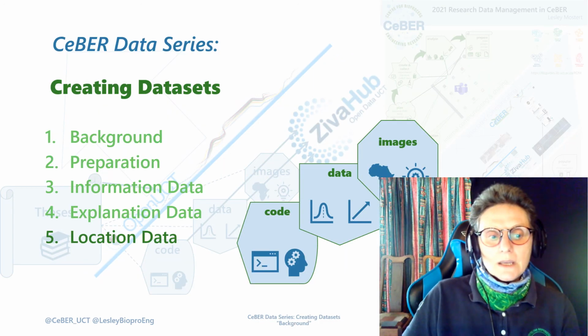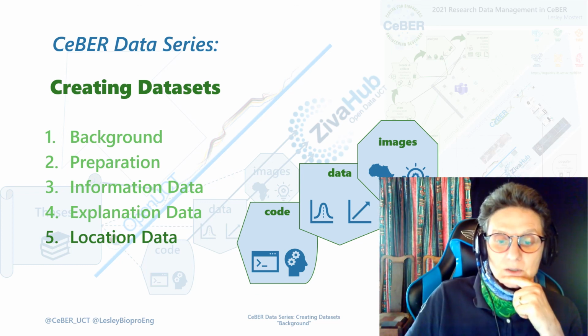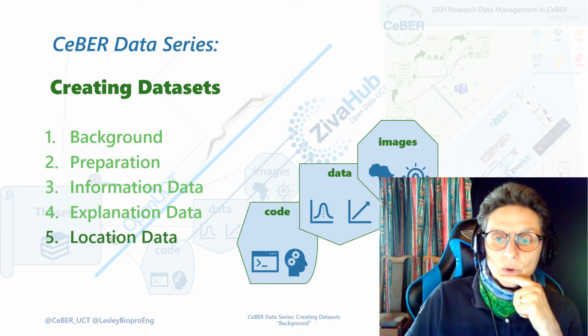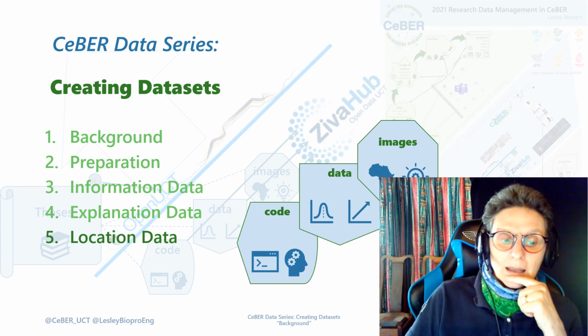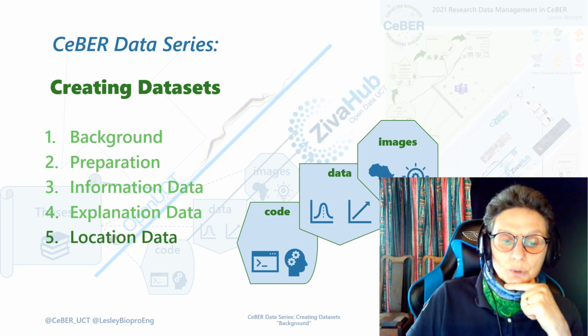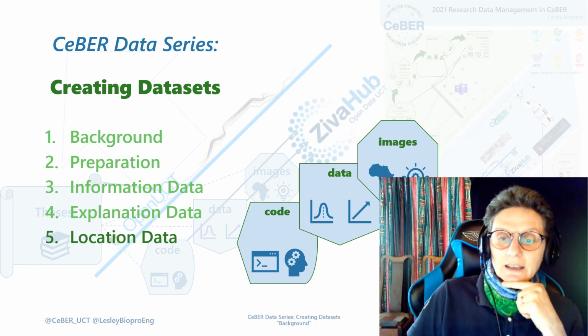So in this video we looked at explanation data, at the kind of data that you need to put in to make your data understandable. And the next video will be about location data, the kind of data that you're going to have to put with your data so that people can find what they want and find your data if that fits with the thing that they're doing.